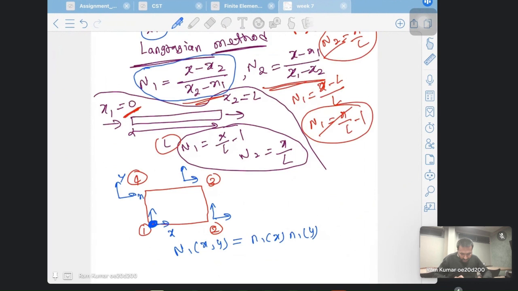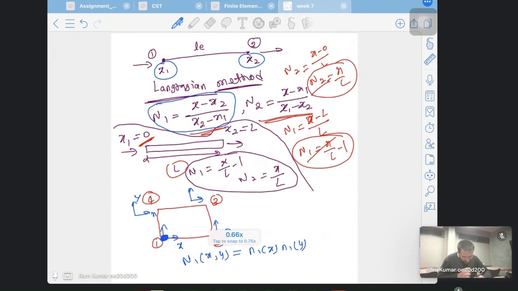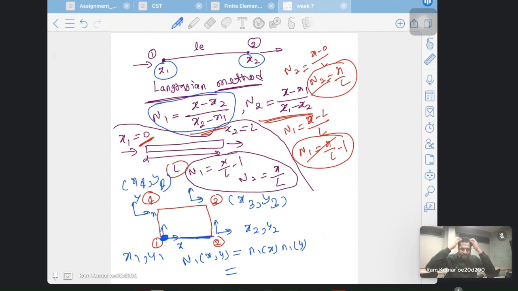So for example, if I write here using a similar concept, what will be our N1 here? We are talking about this horizontal direction. I will say this is x1 and y1, this is x2 and y2. Similarly, these are coordinates x3 and y3, and x4 and y4. Can you give me an answer? Are you getting what I'm trying to say?